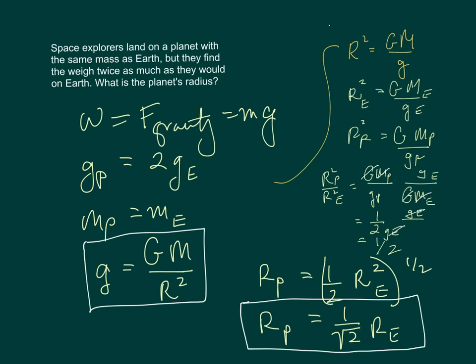One over root 2 is about 0.7, so we can write this out in terms of a decimal. The radius of this planet is 0.7 the radius of the Earth. And we see that, as we expected, in order for the weight of our space explorers to be heavier on this planet which has the same mass, it must have a smaller radius given this dependence here, and indeed it does.